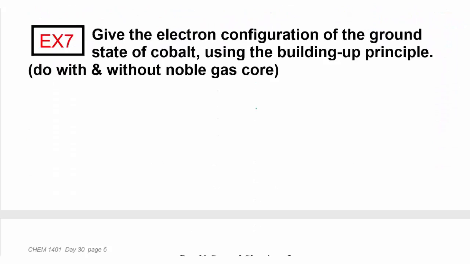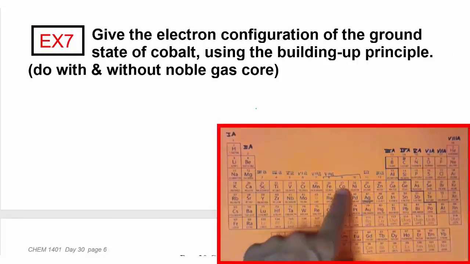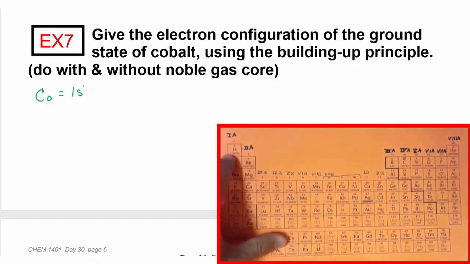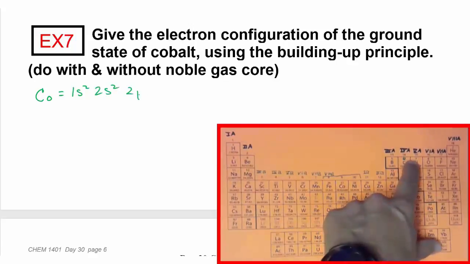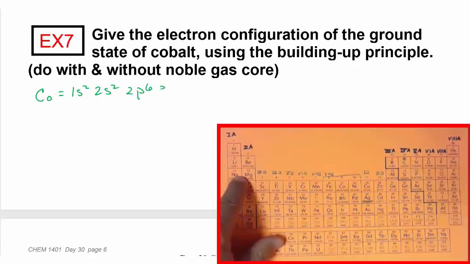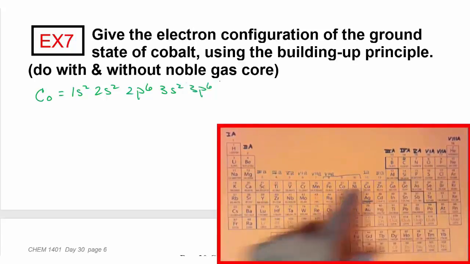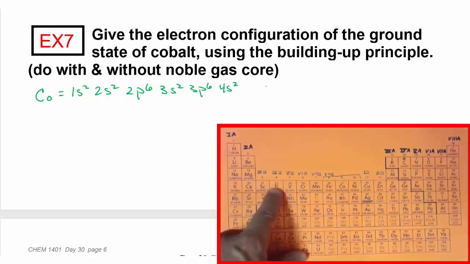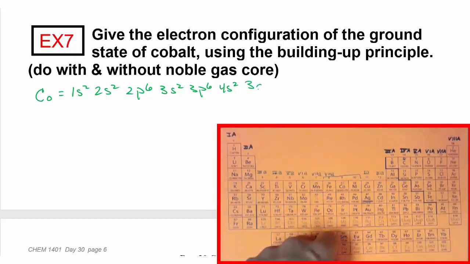So here's the big test. Give the electron configuration of the ground state of cobalt. Do with and without noble gas core notation. Okay, so here's cobalt. Let's do without first. So we'll fill 1s2, 2s2, 2p6, 3s2, 3p6, 4s2, 3d1, 3d2, 3d3, 4, 5, 6, 7.